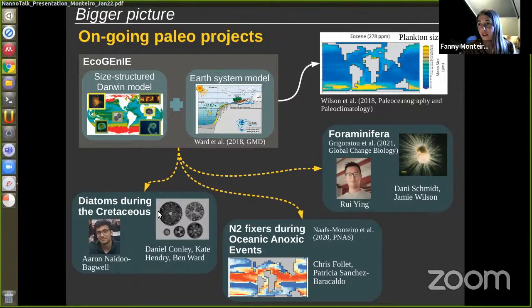And then at the same time, with Daniel Conley and his postdoc, Aaron Naibu Backwell, we're adding diatoms into EcoGENIE to look at the evolution of diatoms during the Cretaceous. So the idea is eventually we'll have all the main functional groups of phytoplankton in paleoclimate models, and we should be able to do some interactions between ecosystem and climate. And I really want the coccolithophores in there.